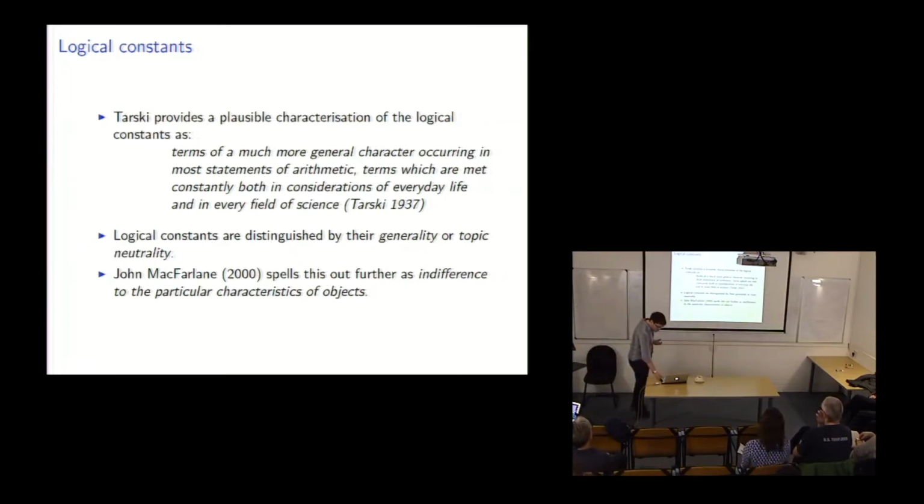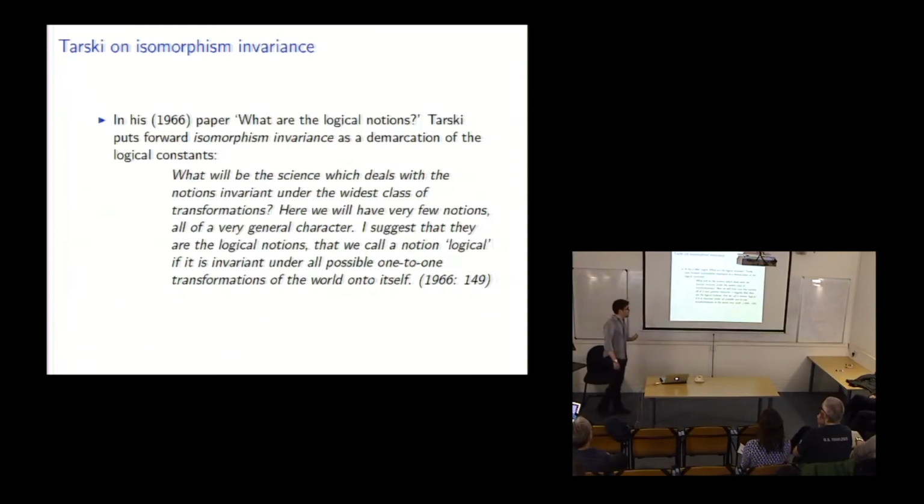And finally, Tarski's suggestion for making this idea even more precise is to put forward a test of isomorphism invariance. So in a much later paper, "What Are Logical Notions?", Tarski thinks that isomorphism invariance is a really nice way of capturing this idea of topic neutrality. And here's what he says. What would be the science which deals with the notions invariant under the widest class of transformations? Here we'll have very few notions, all of a very general character. I suggest that they are the logical notions, that we call a notion logical if it's invariant under all possible one-to-one transformations of the world onto itself.